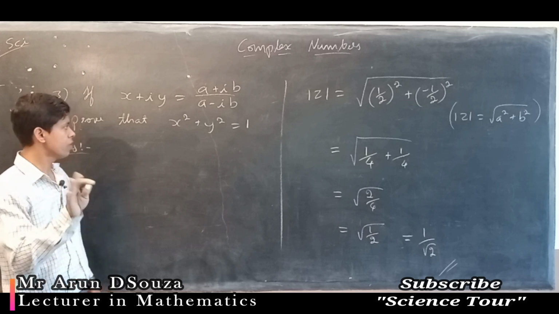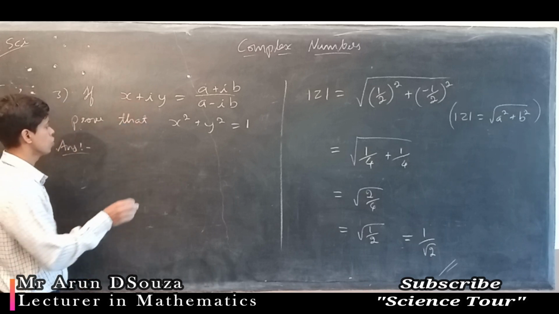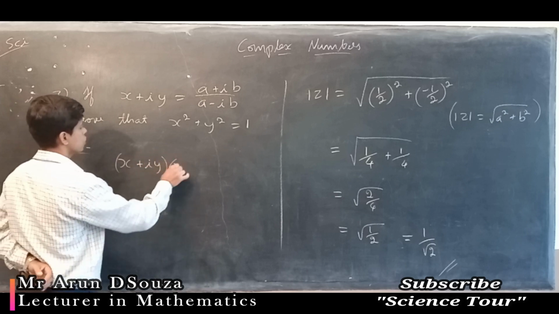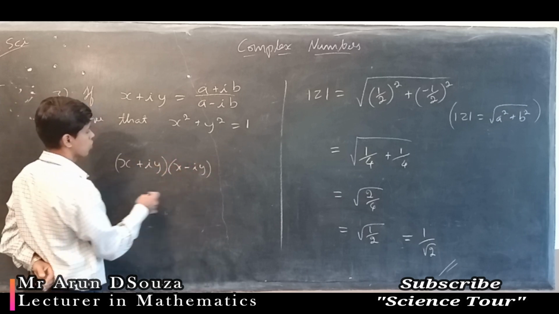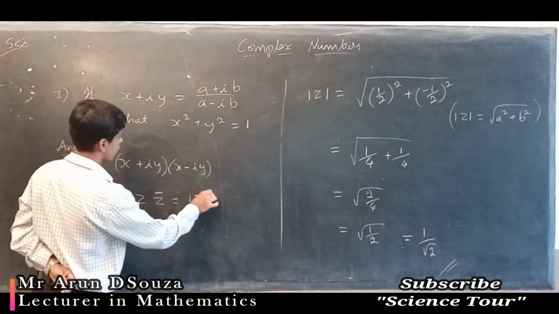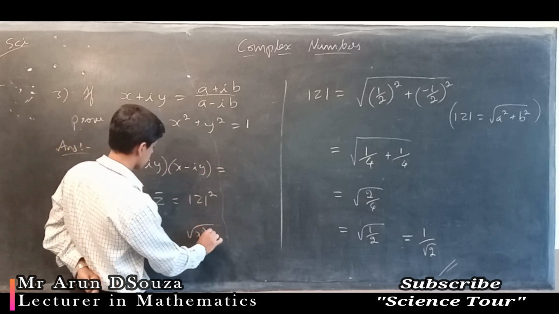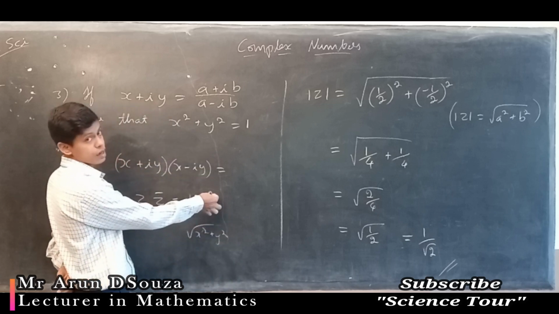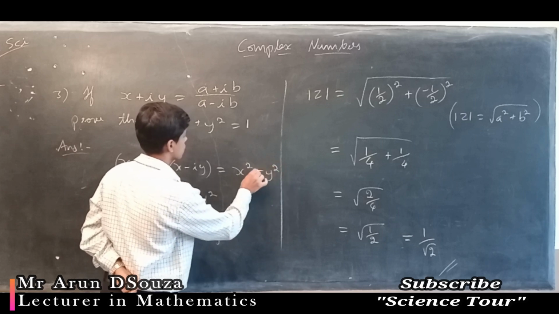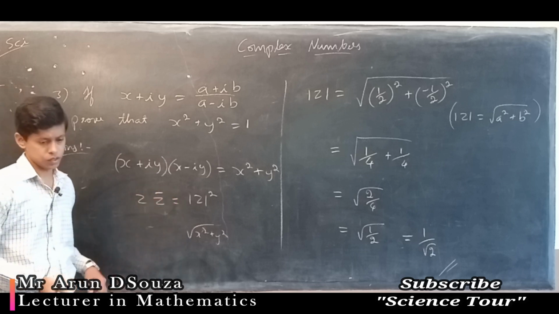Well, so there are two methods. One is you know this formula. x plus iy into x minus iy, what is it? z into z bar, so that is mod z square, correct? So what is mod z? Mod z is square root of x square plus y square. Now in mod z square, the square root cancels, so here you get x square plus y square. So that is one formula that you can use.